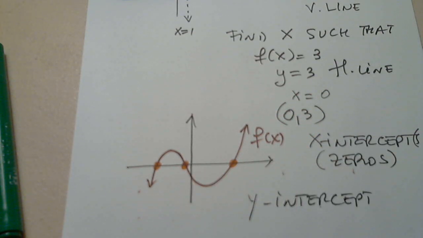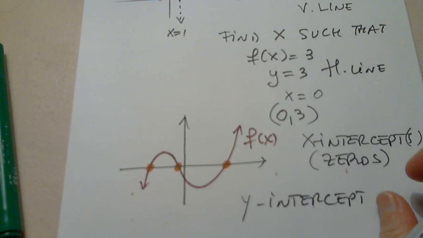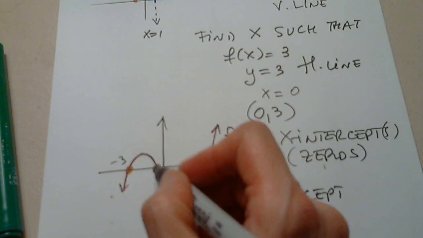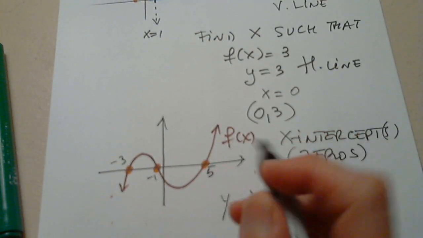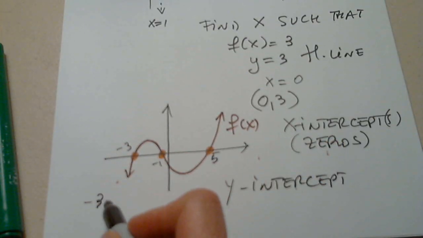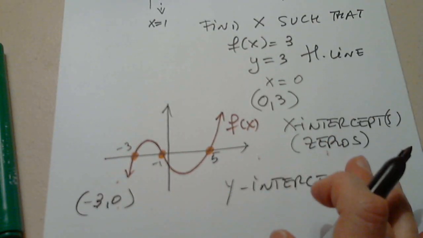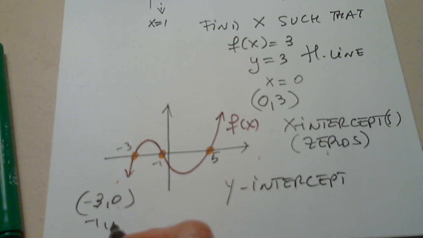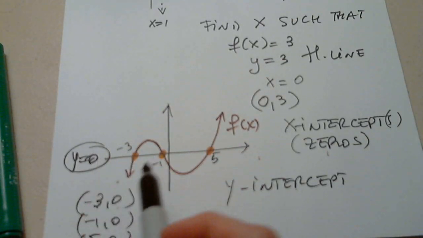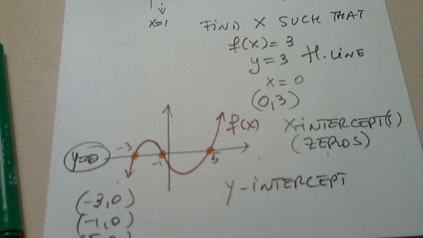It happens that this function crosses the x-axis in 3 different points. So I'm just going to put some numbers in: -3, -1, and 5. So the x-intercepts are -3, 0 as ordered pairs, -1, 0, and 5, 0. How come? Because we know that this line is y equals 0. We discussed that last time.